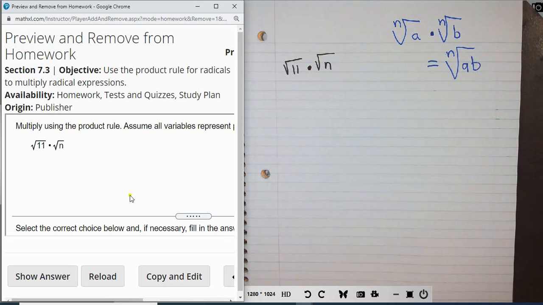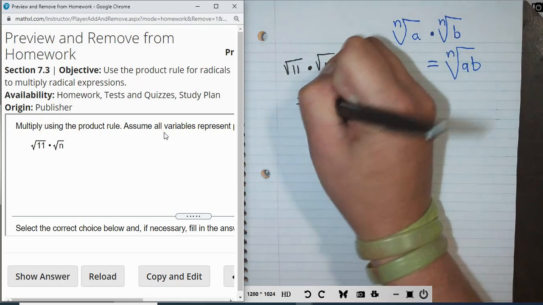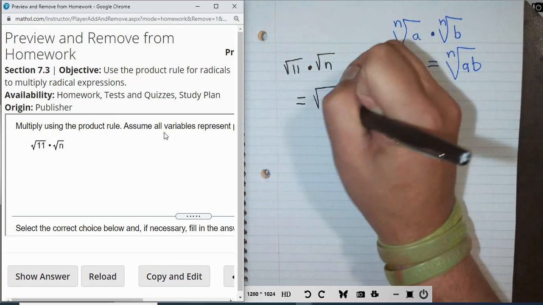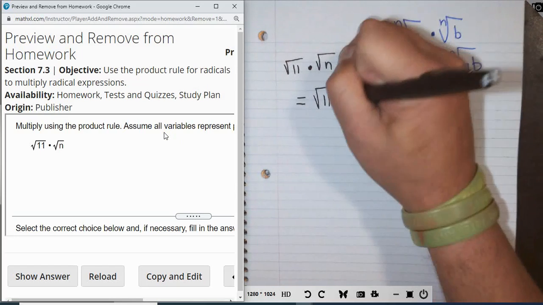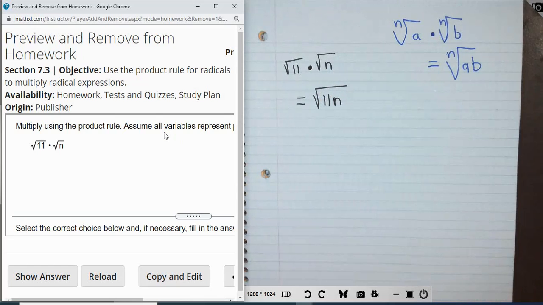Again, drawing upon our product rule here, right? Basically, keep the index and multiply the radicand. So we can very easily rewrite this one here into a simplified form, so it would be square root of 11n, okay? And just to be sure, that is an n there, okay? So that's all you got to do on that particular one there, is simplify it using the product rule.